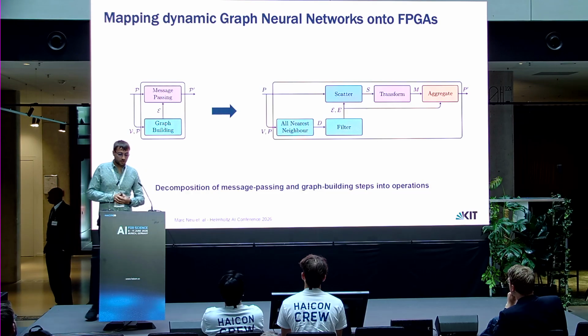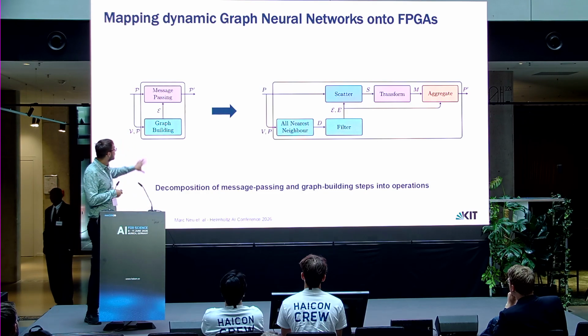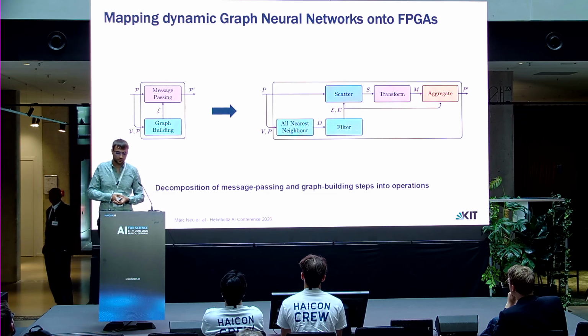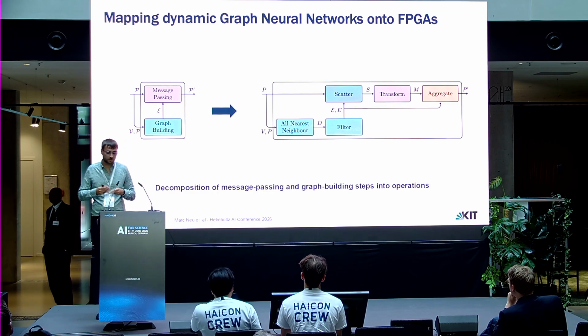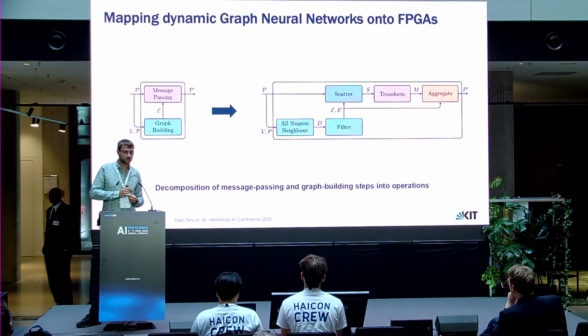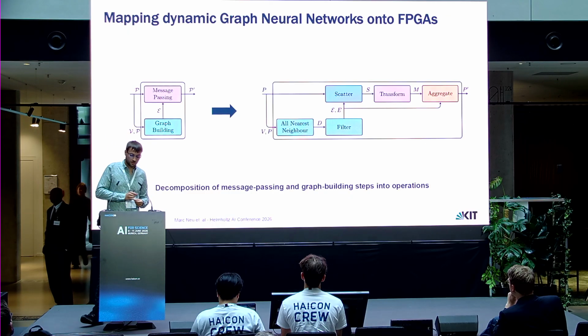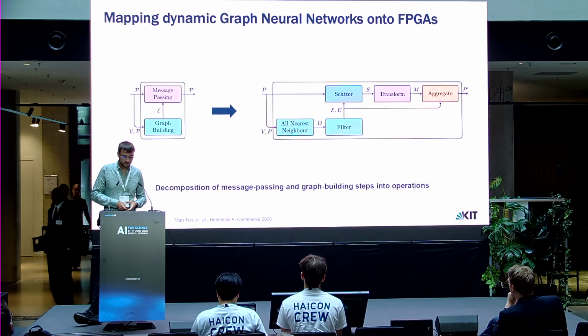Just to give you a quick idea, how does this look like? So in general, our point layer looks something like this. We have a message passing step, we have a graph building step. First, we decompose the message passing into scatter, transform, aggregate, something like this, and the graph building into an all nearest neighbor calculation and the filtering. So for example, this can be top K for a K nearest neighbor algorithm.